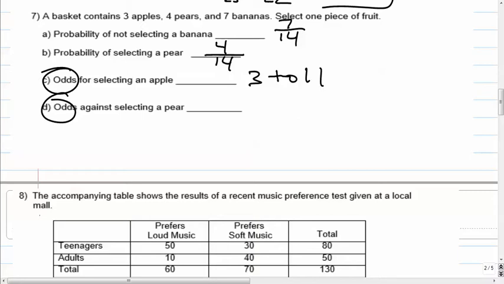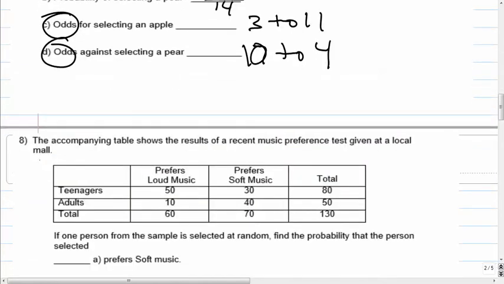Odds against selecting a pear. How many ways can I not pick a pear? 10 ways. How many ways can I pick a pear? 4. Remember, odds are how many ways you can do it to how many ways you can't do it. I can't pick a pear 10 ways. So the odds against are 10 to 4, how many ways you can't do it, and the opposite of can't pick a pear is pick a pear. That was pretty good.